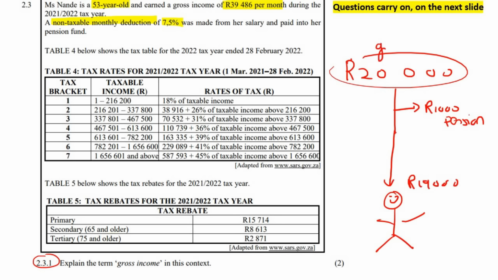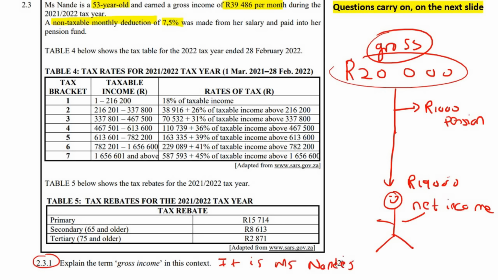So this one is called your gross income up here, and then this one is usually called your net income. So your net income is after all of your deductions have been taken away, such as your pension fund, for example. Okay, so gross income is all of your income before deductions. Because they say in this context, we will refer to Miss Nande. So we'll say that it is Miss Nande's income before deductions.